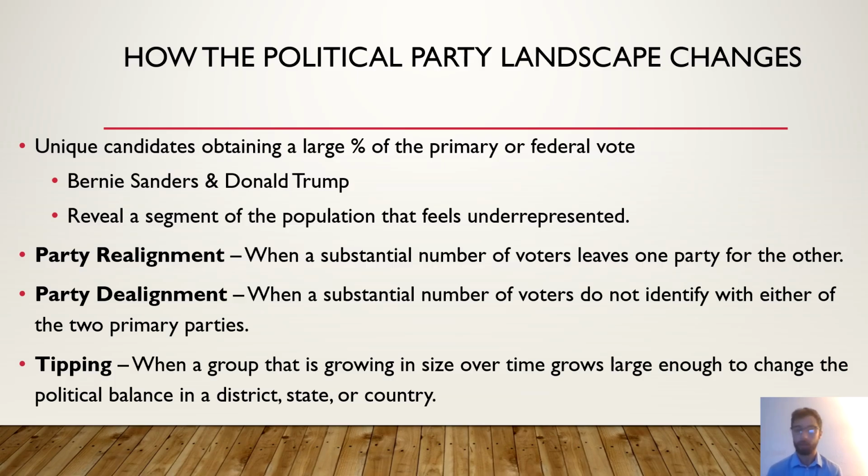Unique candidates obtaining a large percentage of popular vote can reveal a segment of the population that often feels underrepresented. When I made this slide, I was referencing the early sentiments of Donald Trump as he called for draining the swamp, appealing to a large percentage of the population, while Bernie Sanders has a similar sentiment, focusing on the pushback of the powers of the 1% in the United States and the ability for us to push back against that with economic redistributive policies.